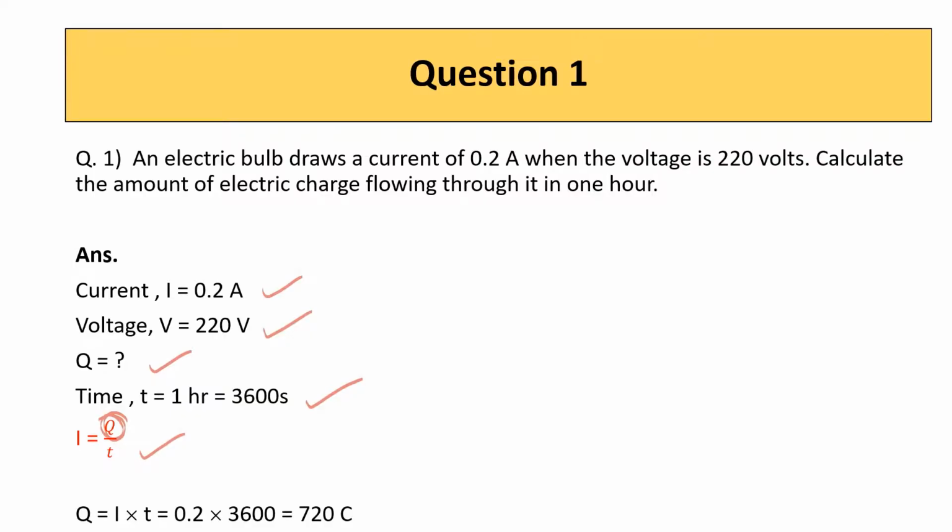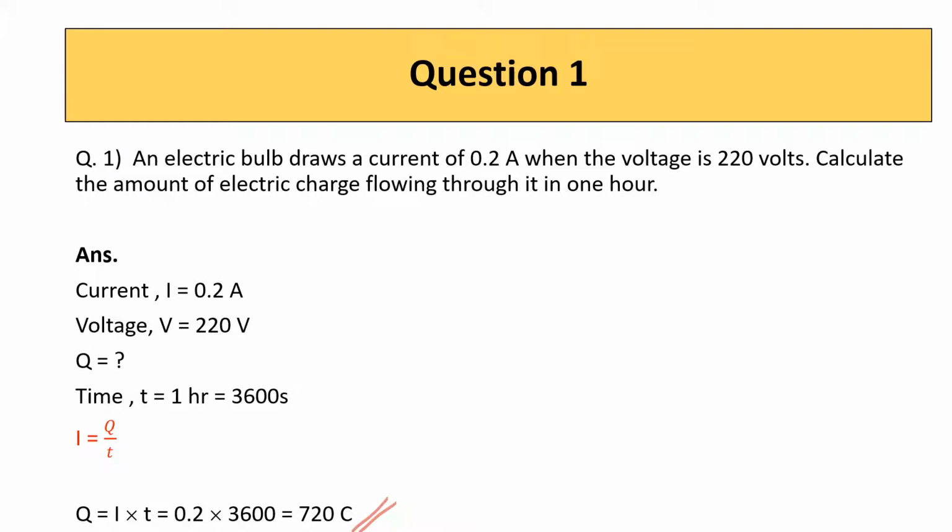I is equal to 0.2 and time is equal to 3600 seconds. 0.2 into 3600 will give you 720 coulombs. The unit for charge is coulomb, that is indicated by capital letter C. 720 coulomb is the answer.